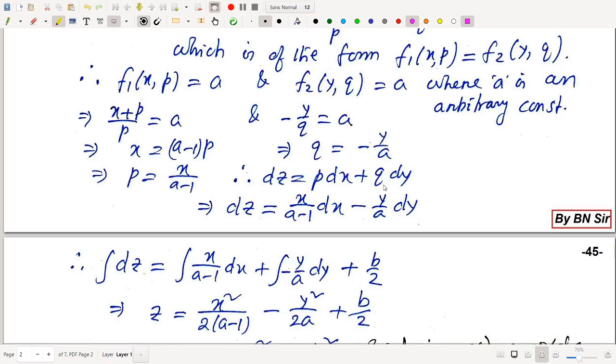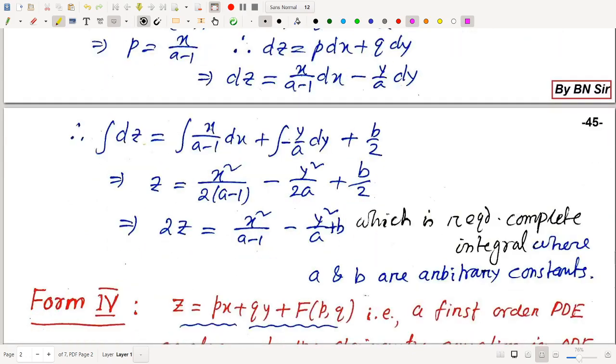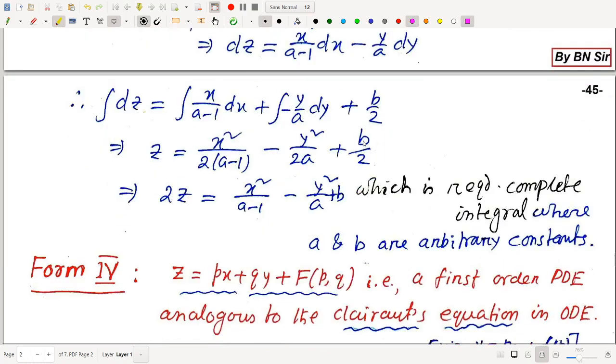Therefore dz is p dx plus q dy, and the values of p and q are substituted and then integrated. It is x square by 2, and here it is also y square by 2. These constants are taken out with the minus sign, and for the constant of integration we have written b by 2 only to write the answer in a nice form.